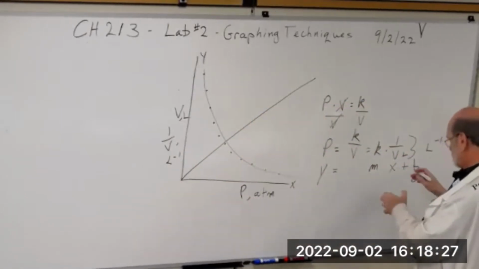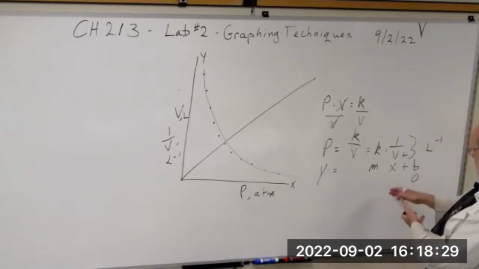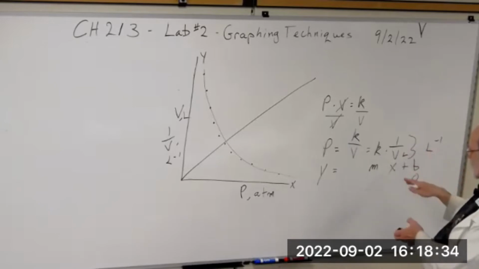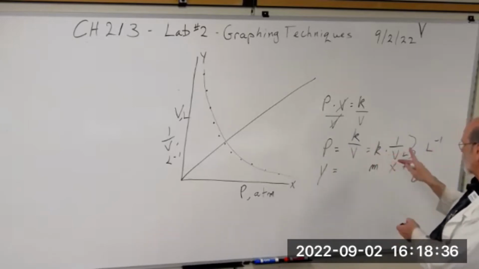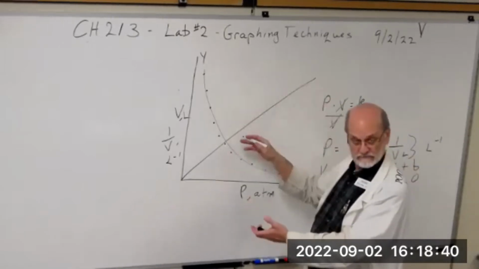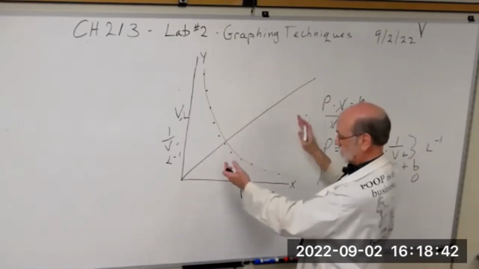Now, if you plot it, X is 1 over V with those units, and you can say Y equals the slope, whatever the slope is. Right? You can do the slope again, just like we did before.